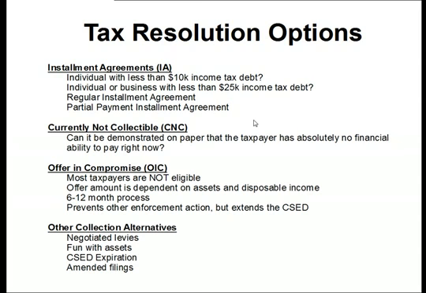Another option is what is called currently not collectible, CNC for short. If a tax negotiator can demonstrate on paper that the taxpayer is broke, they have no significant assets and insufficient income to address the tax liability, then we can get them into the CNC status. Penalties and interest still accrue, and this period typically only lasts for a year to 18 months, but it gets the IRS monkey off your back and gives you time to figure something out. Okay?